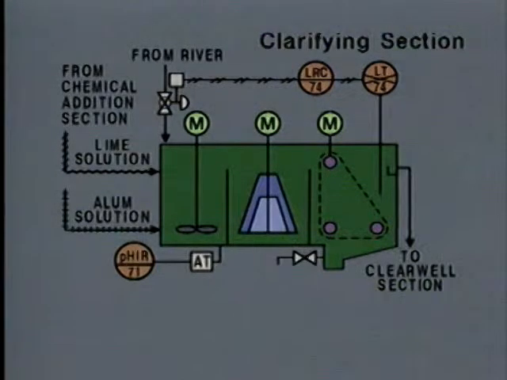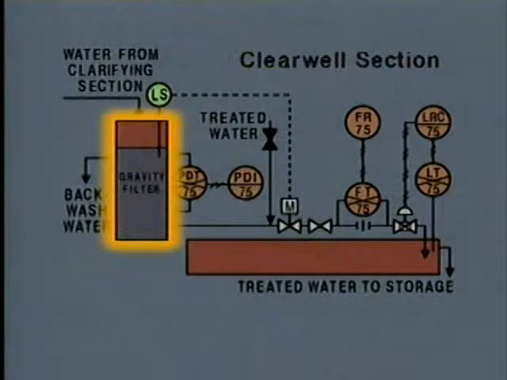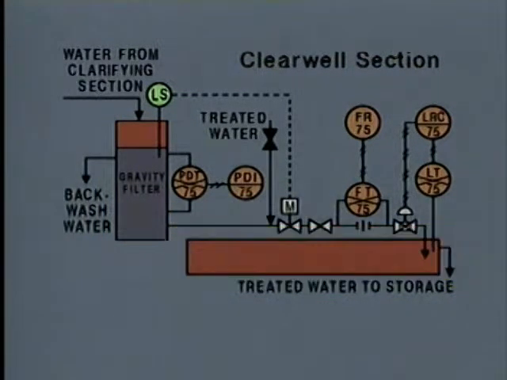From the sedimentation basin, the clarified water leaves the clarifying section and goes to the clear well section. The major components in the clear well section are a gravity filter and a clear well. The gravity filter removes the small amount of solids that haven't settled out. Water enters the filter through this line and leaves through this line.